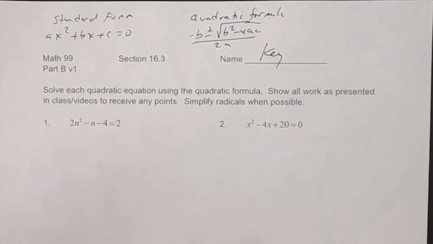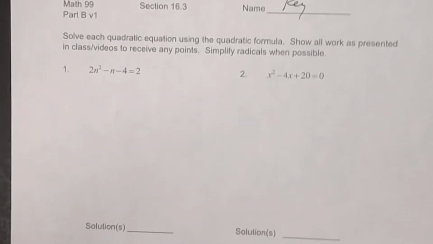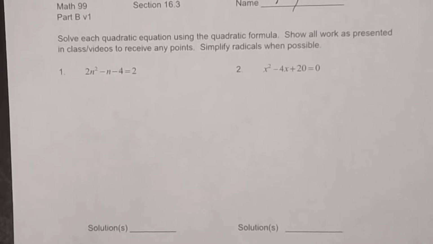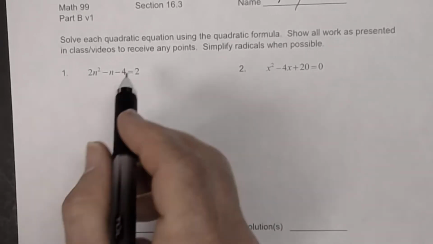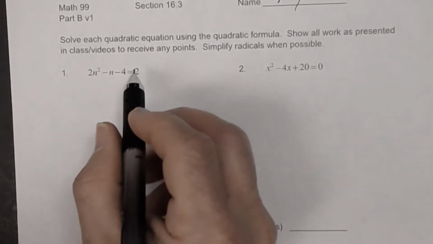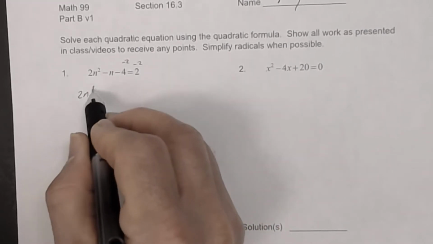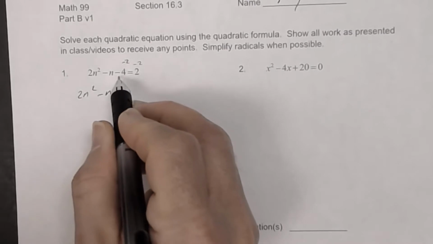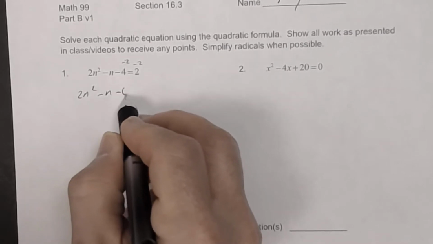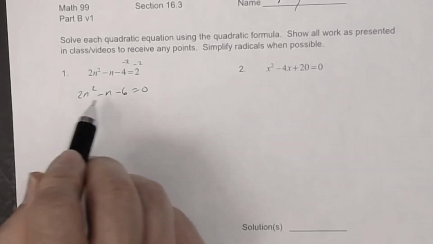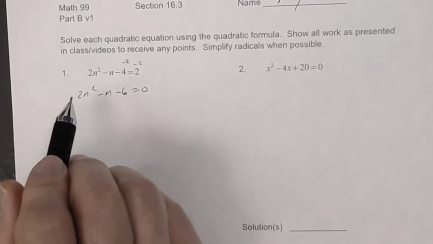Okay? So if you look at number 1, is number 1 in standard form? No, number 1 is not in standard form. So I have to put it in standard form, with 0 on this side. So I'm going to subtract 2 from both sides. So I get 2n squared minus n, a negative 4 and a negative 2 is a negative 6, equals 0.